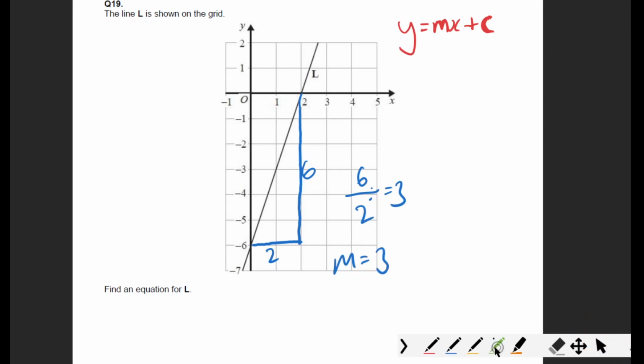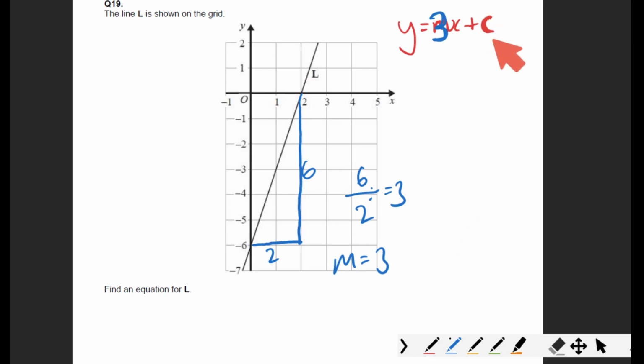Now, I'm just going to put the 3 here. There, that's 3. The gradient is not 3x. When somebody asks for the gradient, some people say 3x. It's not. The gradient is just 3. It's a number.